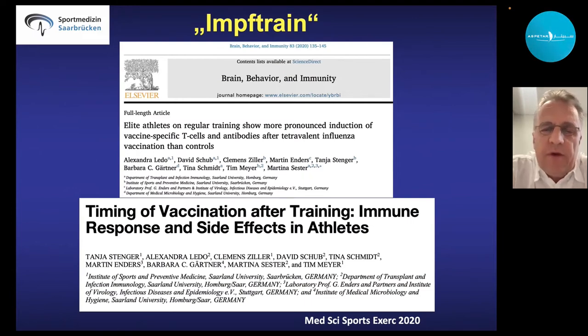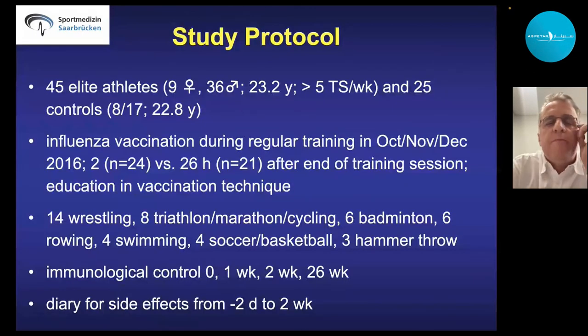Probably not. And I'd like to show you some data, albeit from a study with influenza vaccination, which was conducted already slightly more than 5 years ago, and which has been published in two different journals. I'd like to summarize the results quite shortly. So we recruited 45 elite athletes and compared them to 25 age-matched controls.